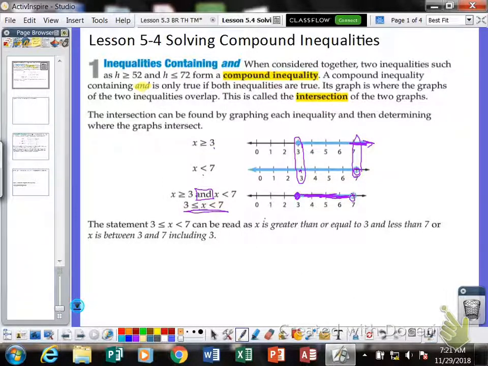That's why we say "and". Another way that we write it is we start with the smaller number, 3, and we use the less than symbol. So 3 is less than or equal to x. x is your unknown. That represents that the unknown number is less than 7. So the statement 3 is less than or equal to x is less than 7 can be read as x is greater than or equal to 3 and less than 7, or x is between 3 and 7 including 3. And we include the 3 because of the dot.